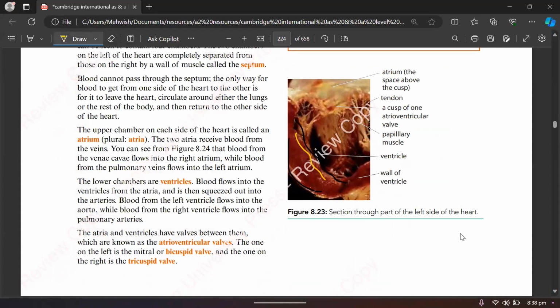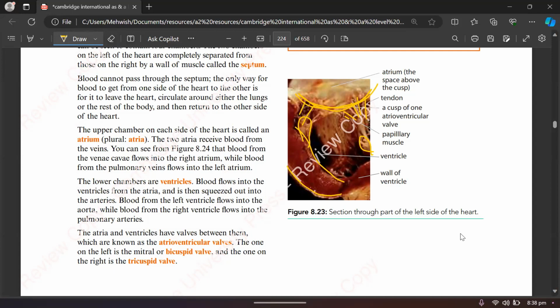Can you see this color on this diagram? Yes. So this is the muscle thickness of the ventricle that they have shown you. And here these muscles are called papillary muscles. Can you see that? And these thread-like structures that are attached to this flap, or cup-like structure, this is called a valve.